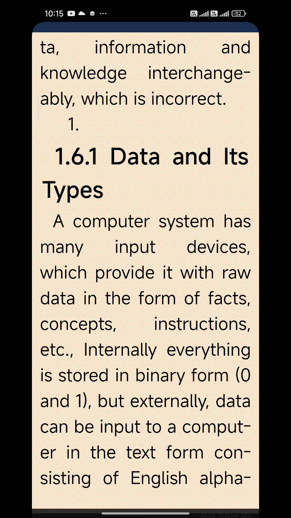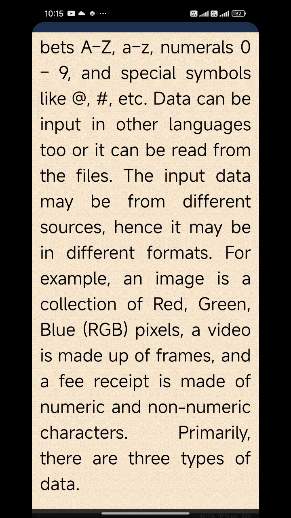1.6.1 Data and its types. A computer system has many input devices which provide it with raw data in the form of facts, concepts, instructions, etc. Internally, everything is stored in binary form, 0 and 1, but externally, data can be input to a computer in the text form consisting of English alphabets A to Z, small a to z, numerals 0 to 9, and special symbols like at the rate, hashtag, etc.